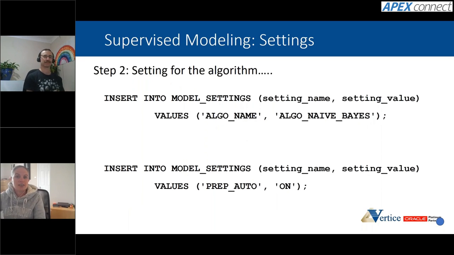So to do your machine learning in the database, big thing here, if any of you have spoken to Charlie Berger at Oracle, his big mantra is don't move the data, move the algorithms. So the algorithms come to the database and we leave the data in the database. So staying inside the database, we're going to create a model settings table. And in the model settings table, today we're going to use the naive Bayes algorithm. So we say insert into model settings table, algo name, algo naive bayes. And we're also going to add into there a prep auto. So what this will do is if you've got null values in there, it'll handle them for you. If you've got any exceptions, it'll handle them for you. So it takes a lot of the hard work away from the data scientist.